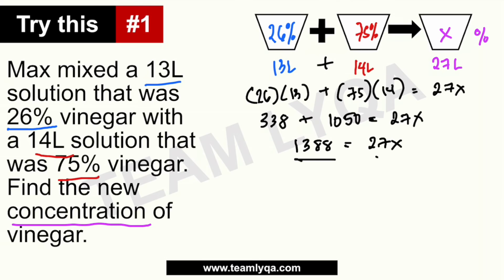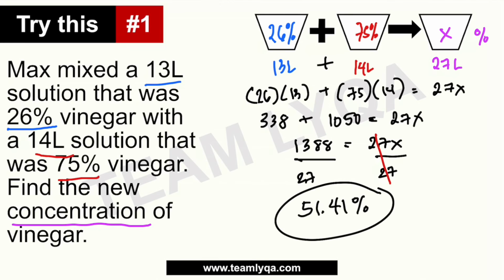Para ma-cancel yung 27, di-divide ko both sides by 27. So, 1,388 divided by 27, that should give us 51.41%, or 51.407%. Dahil 2 decimal places tayo, ni-round off ko lang siya. Yan ang ating sagot. Yan yung x. Okay? So, I hope you got that right.